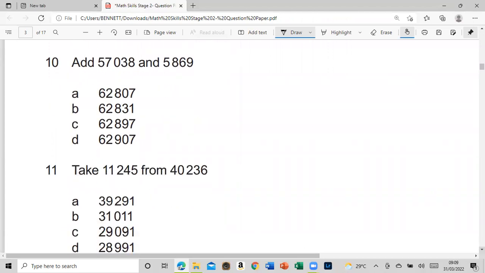Alright, they say add 57,000 and 38 and 5,869. So let's do that. So it's 57,000. Remember, put each unit under the correct unit. Alright, you can start from here. Start with the ones, start with the tens, put your hundreds, and then your thousands. Don't want to confuse them.